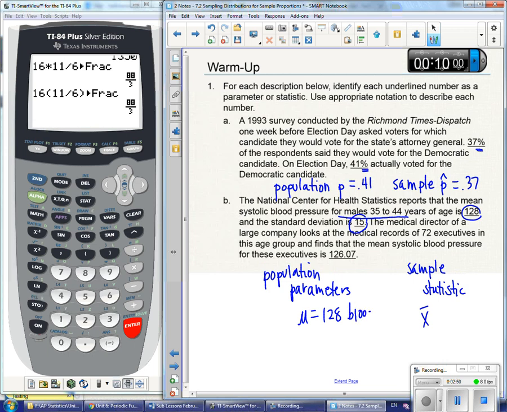I'm not sure how it's measured, but we do want to remember that when we're dealing with mean and standard deviation, we should use context. And the standard deviation in this case is, again, 15. So that was given to us. And then we have medical records of 72 executives. That 72 corresponds to our sample size. So I would actually use n to describe that. And in this case, the sample mean is 126.07, and whatever blood pressure is measured in. So I'll just say blood pressure.